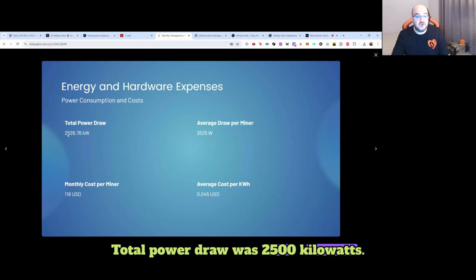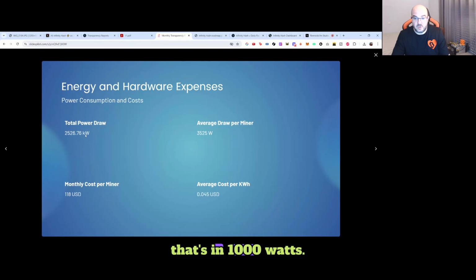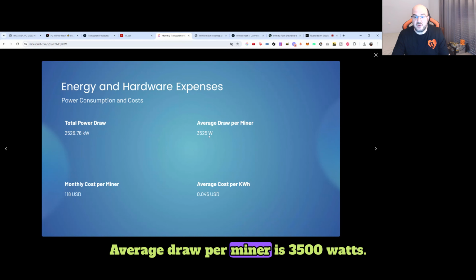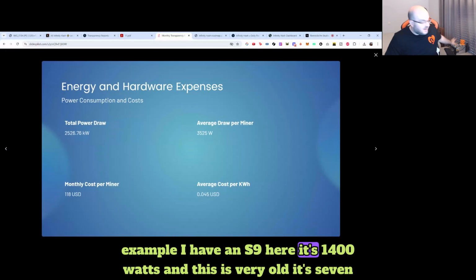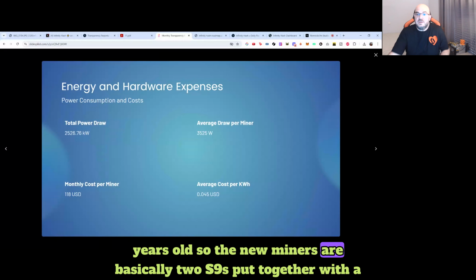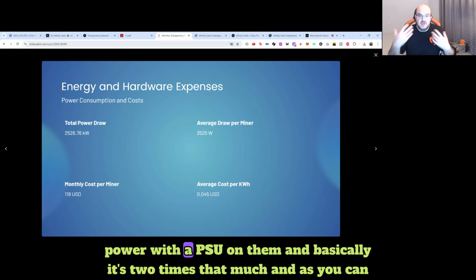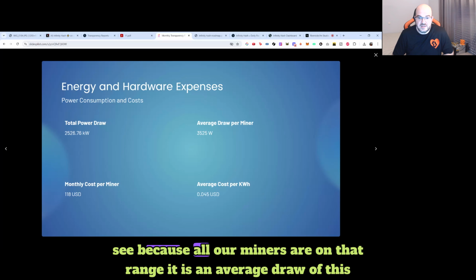Total power draw was 2,500 kilowatts. Okay, that's in 1,000 watts. Average draw per miner is 3,500 watts. That's basically the average of these miners. For example, I have an S9 here. It's 1,400 watts. And this is very old, it's 7 years old. So the new miners are basically two S9s put together with a PSU on them, and basically it's 2 times that much. And as you can see, because all our miners are in that range, it is an average draw of this.